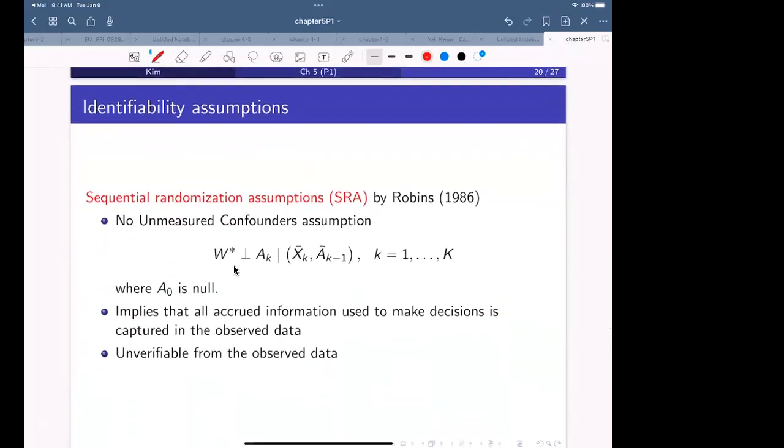So the second one is actually a multiple version of the NUC. NUC is what? Conditional independence of Y star of A given X, right? So NUC was this, conditional independence. And now the sequential randomization assumption is basically you replace it by W star, the potential outcome. So your potential outcome is independent of the treatment given the current decision, given the current history.